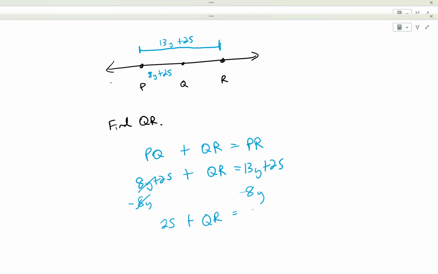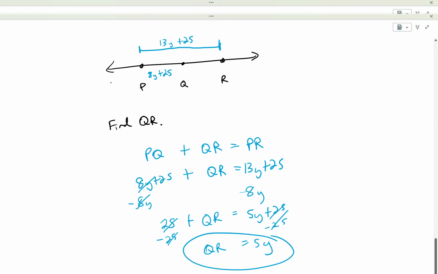Which is equal to, 8y and 8y cancel. 13y minus 8y is 5y. Okay. And then I'm going to subtract 25 from both sides. 25 and 25 cancel. So QR is going to be equal to, actually it cancels there too. It's just 5y. It's differentiated a little bit from my example in my notes from before.